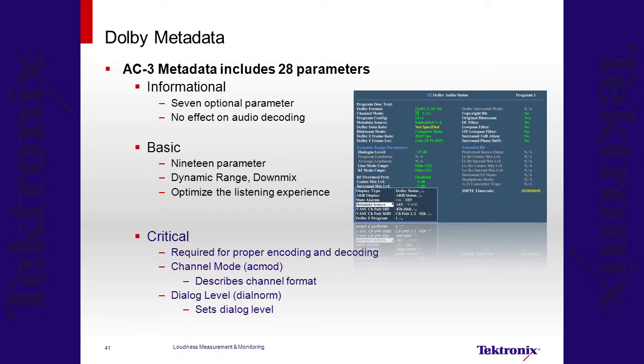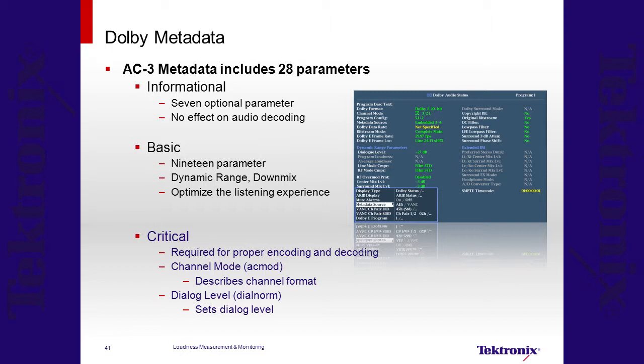There are 19 basic parameters that are provided to optimize the listening experience, such as dynamic range and downmix. There are 2 parameters that are critical and required for proper encoding and decoding of the data stream. Channel mode describes the channel format, and dialogue level, also referred to as dial norm, describes the average dialogue level.